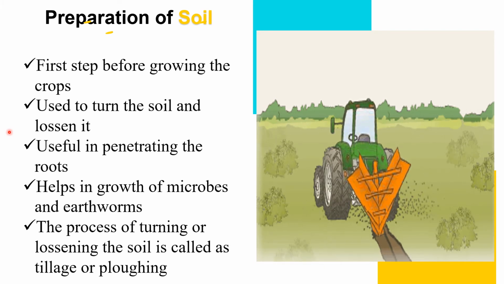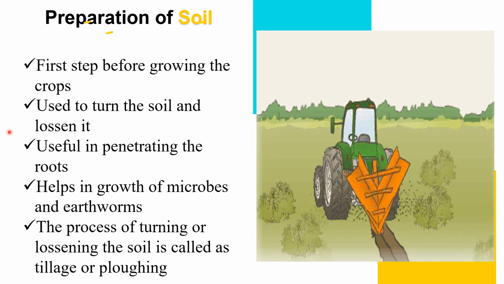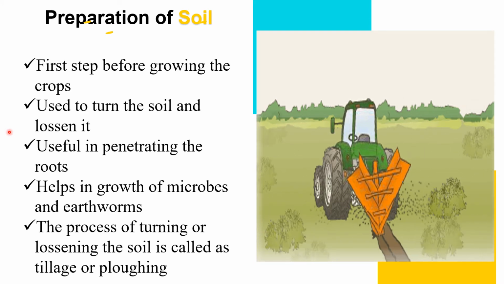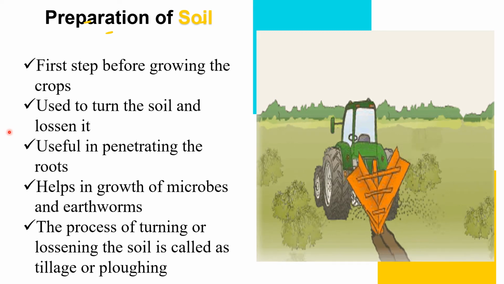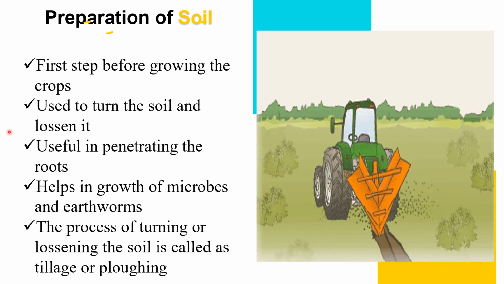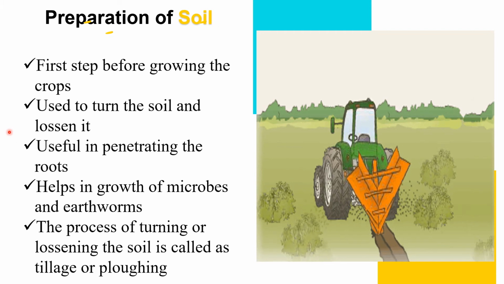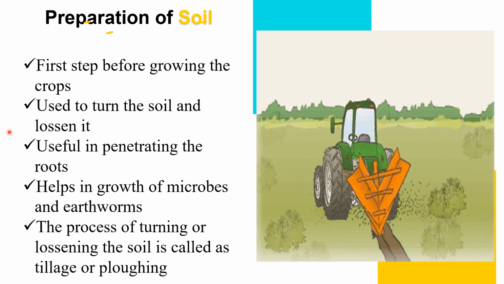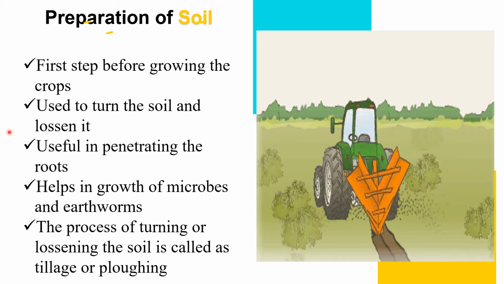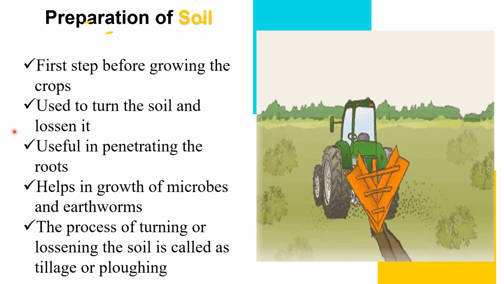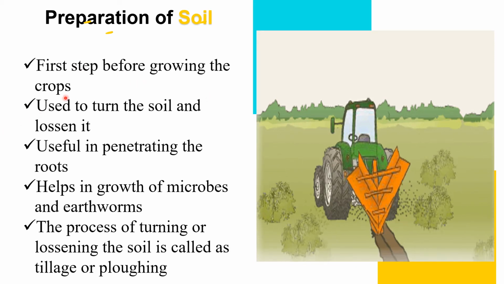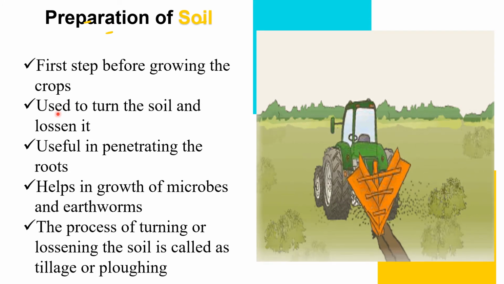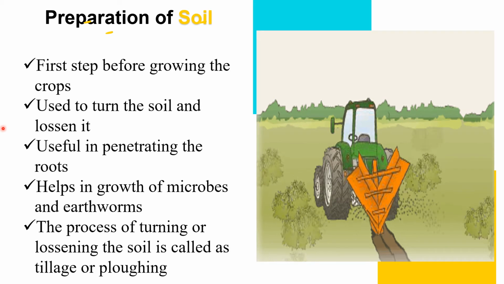So how is this soil prepared? The soil is prepared first for what? It is being prepared for sowing the seeds of the crop. And how is it prepared? That preparation involves three steps. One is plowing, which is followed by leveling, and the third is manuring. So what is plowing? The first step before growing the crop is preparation of soil, and the first step in preparation of soil is ploughing.